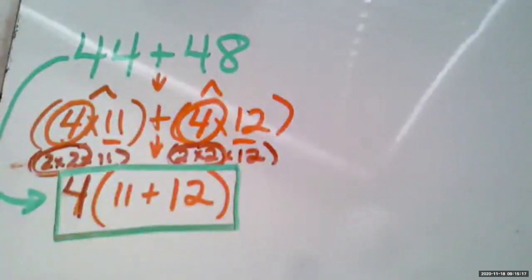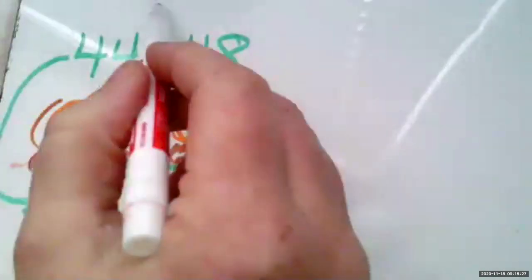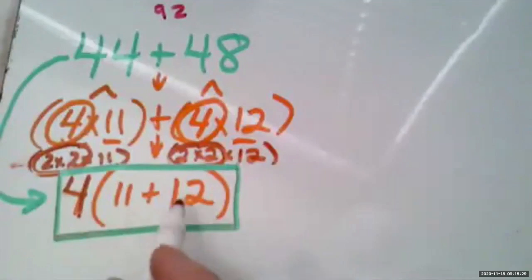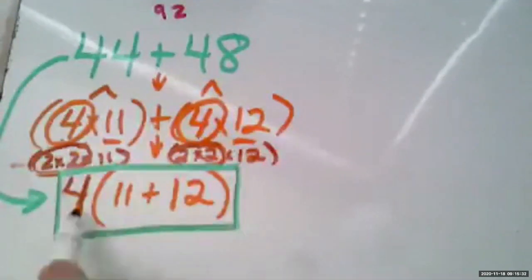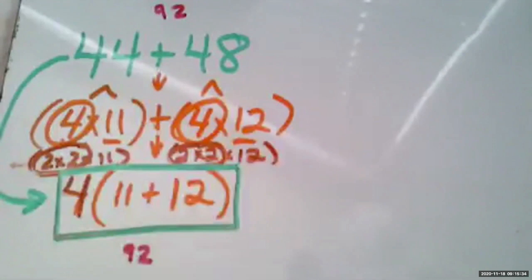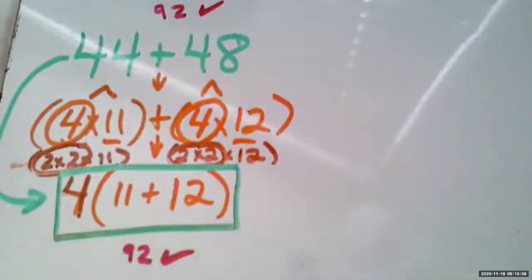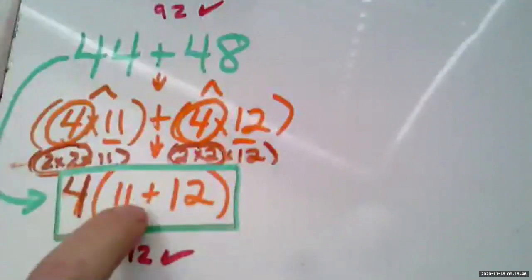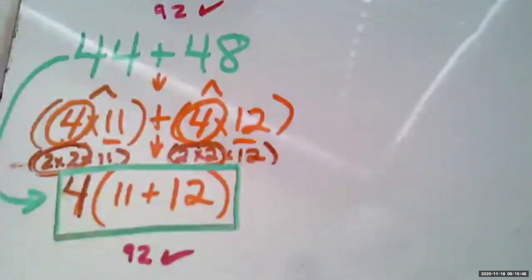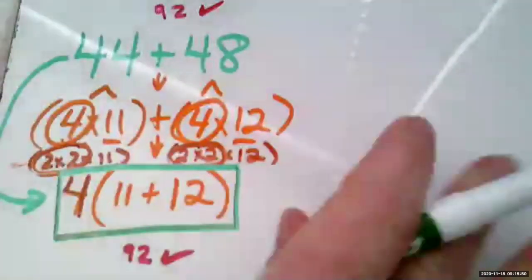And the only reason I mention the final answer is to check yourself. So if I were to go back and check myself, I'd say 44 plus 48 is 92, and 11 plus 12 is 23, times 4 is also 92. That's just a way to check yourself to make sure these two equal each other. But this is not the final answer. 92 is not the final answer. The final answer is the distributive property. Okay, final answer looks like this.